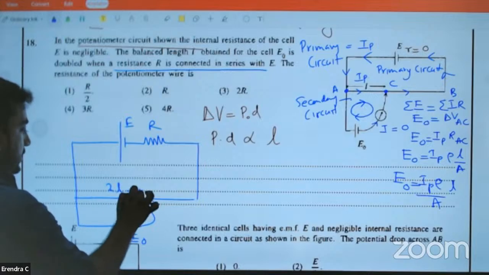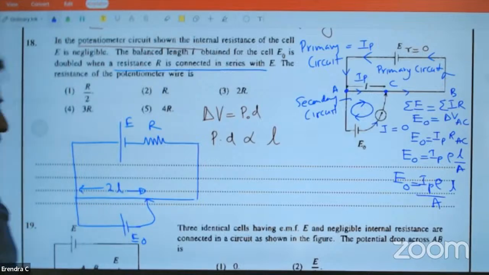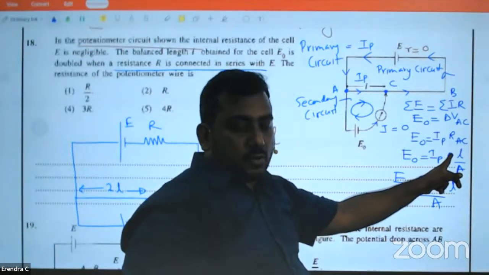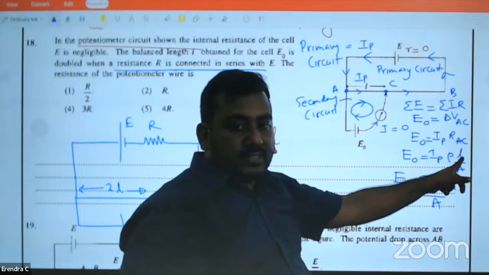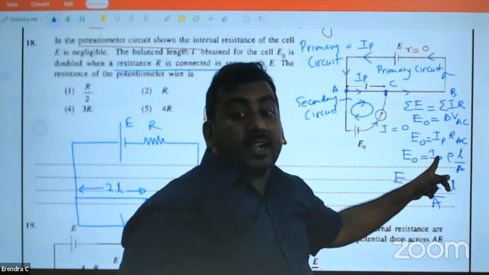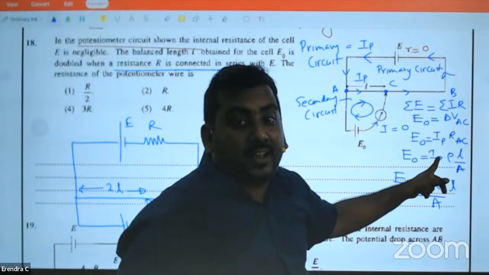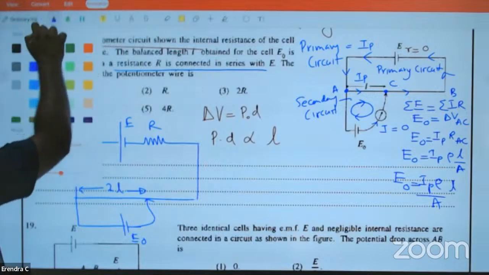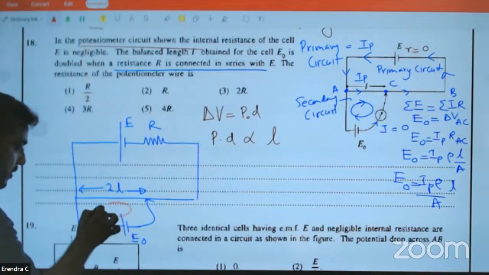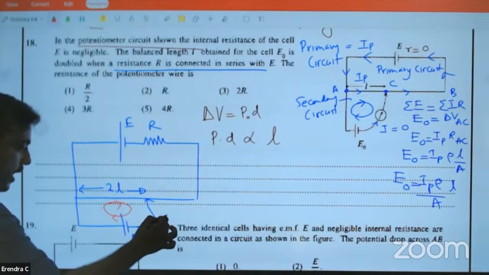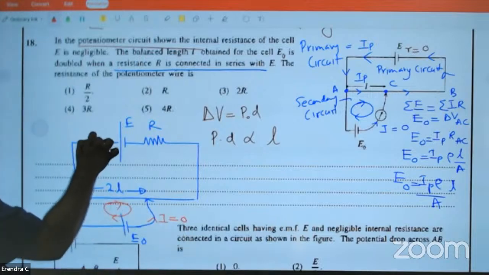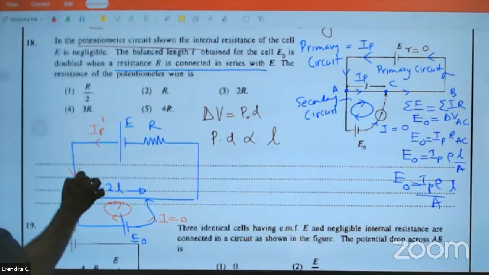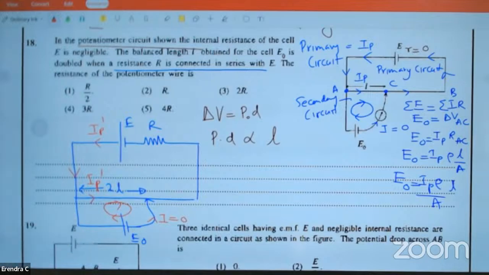The balance length has doubled. Think carefully and answer this. How can the balance length double? Will rho change? No. Will A change? No. This has doubled because the primary current has become different. Same E naught, no? If I apply Kirchhoff's law here, again no current. Only primary current is coming, but a different primary current, IP dash.